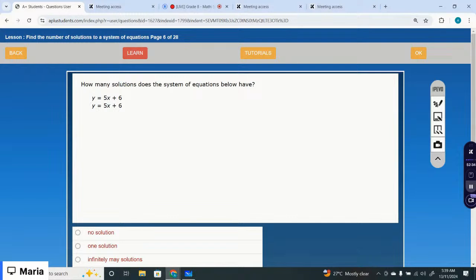How many solutions does the system of equations below have? Both the equations are exactly same, right? That means the equations have infinitely many solutions. Option number 3 is the correct option.